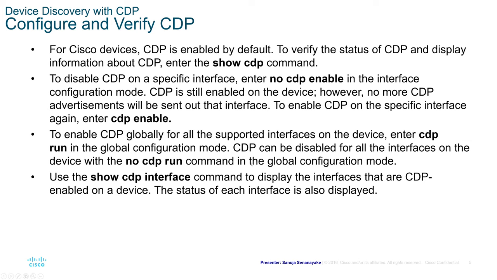CDP can be disabled for all interfaces on the device with the no cdp run command in the global configuration mode. So if you want to disable CDP in a specific interface, you enter no cdp enable within the interface. If you want to enable it within the interface, we're going to issue the command cdp enable. But if you want to disable it for the entire device, you run no cdp run, and to enable it for the entire device, we're going to enter cdp run in the global configuration mode as opposed to the interface configuration mode.